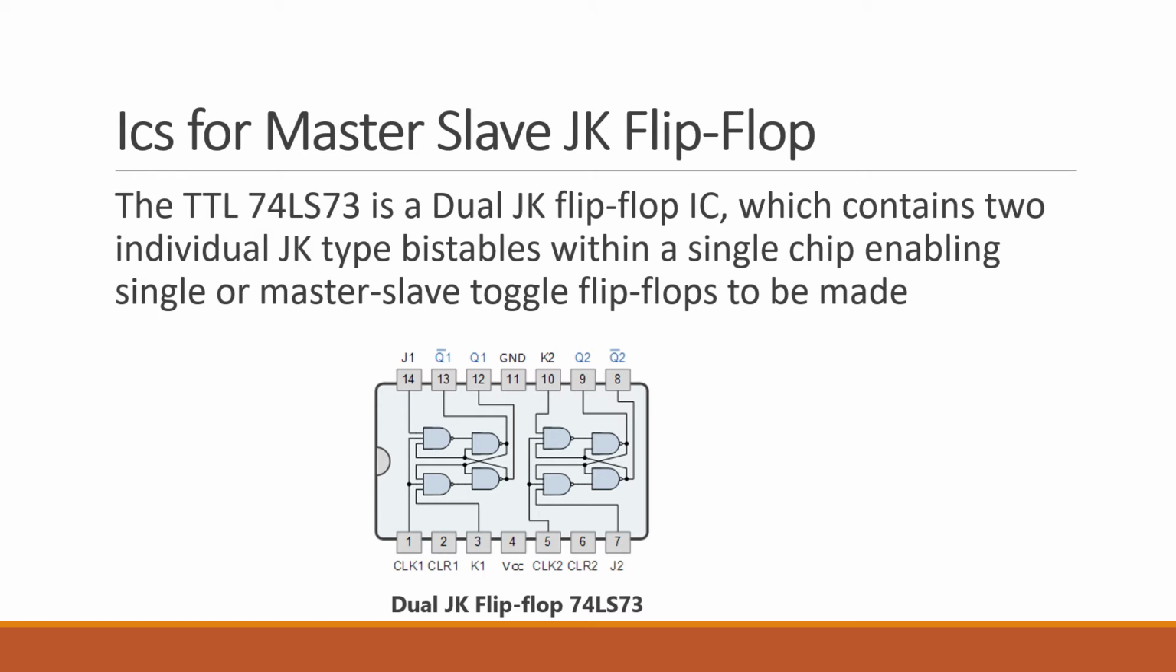So the ICs which are used for the master slave JK flip-flops, the main IC which is used is the TTL 74LS73. It is a dual JK flip-flop IC and contains two individual JK type bistables within a single chip. The other ICs which are used are the 74LS107, the 74LS109, and the 74LS112 ICs.